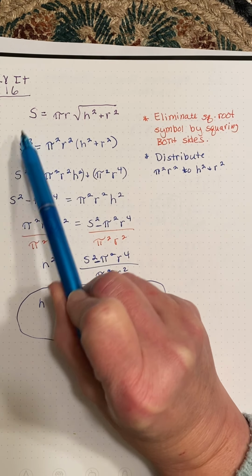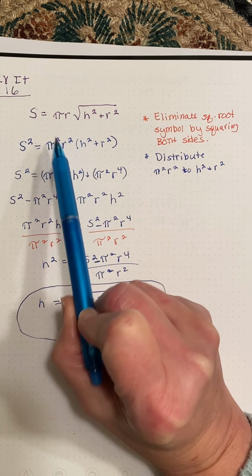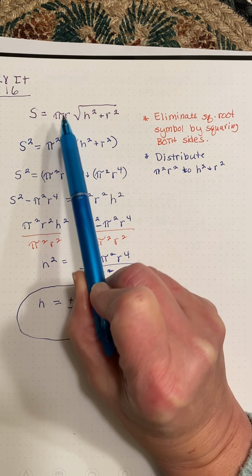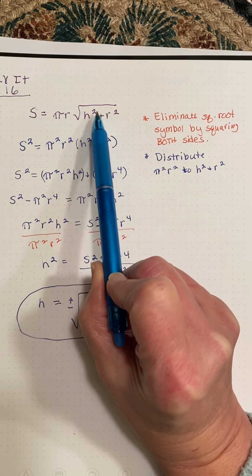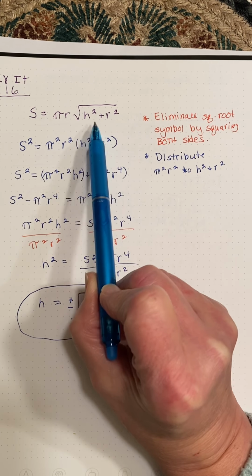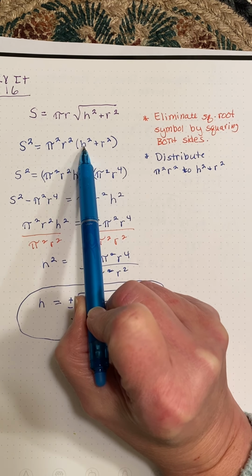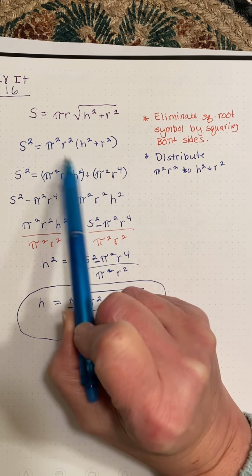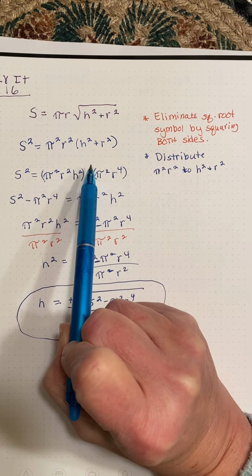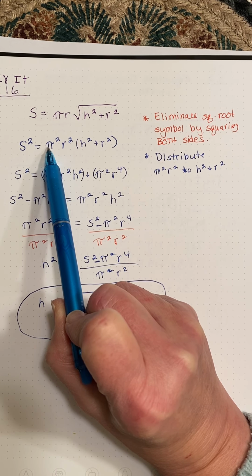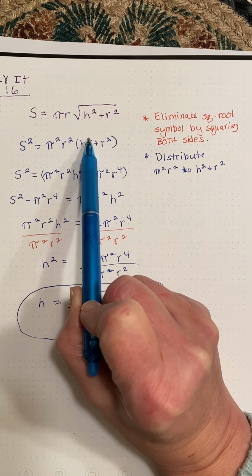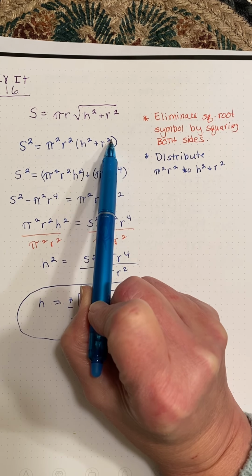So we're going to have S squared equals pi squared R squared. And because I'm squaring this whole thing, I'm just left with what's on the inside. But what's on the inside is a unit. So it's going to be times H squared plus R squared. So they've got to stay together. That's why I threw in the parentheses. Now I'm going to distribute the pi squared R squared to each of these components.